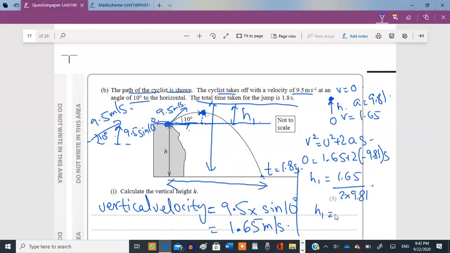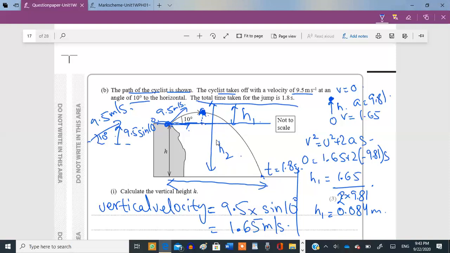H1 is going to be 1.65 squared divided by 2 into 9.81. That's 0.084 meters. This is your H1. Now, once you have the height it takes for the cyclist to go up, meaning the maximum height from this mean position, it's time to calculate the total height. Total, meaning the total vertical height. Let me call that H2.